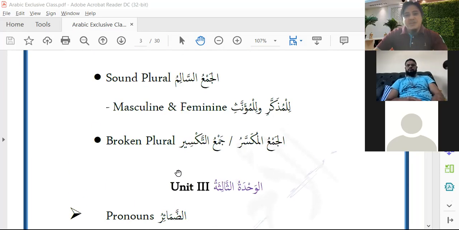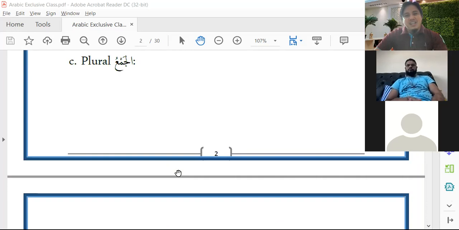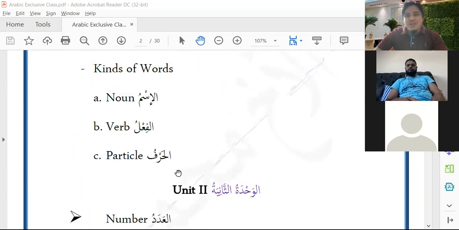Okay, so we will go little by little, inshallah. But if you are able to go a little bit faster, then we will see if we can do that. So for now, we will go step by step, little by little. So how I understand Arabic.